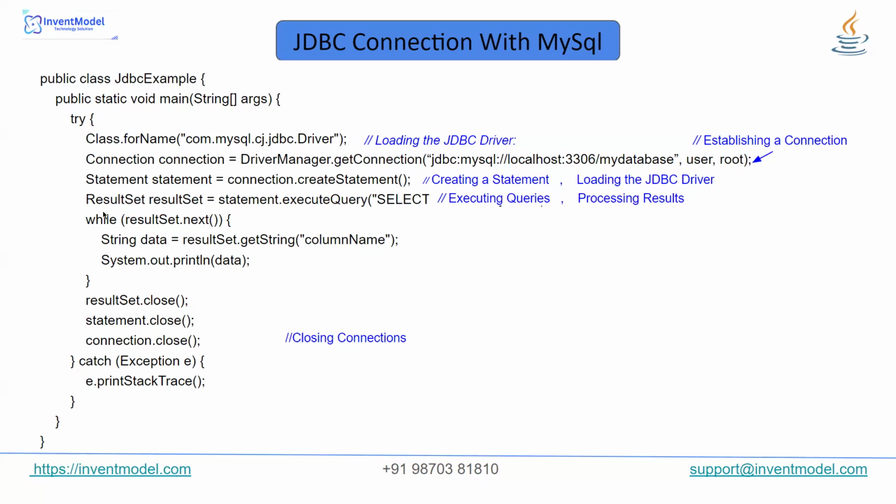Here you can execute whichever query you want, like select star from, or create table. This type of query you can write inside this, using ResultSet. Here you can get your data which is present in the table. Then you need to close your connections, for the ResultSet, the statement, and also the connection. This is the process by which we can establish the connection between SQL and Java.